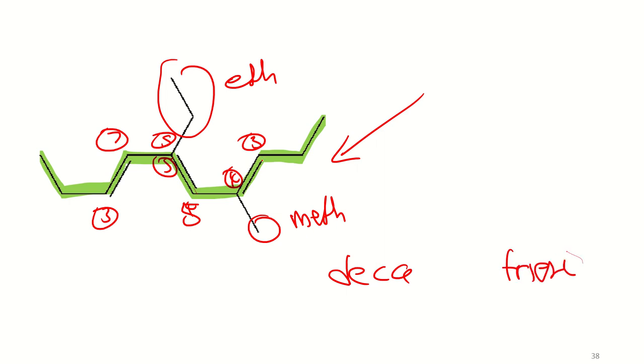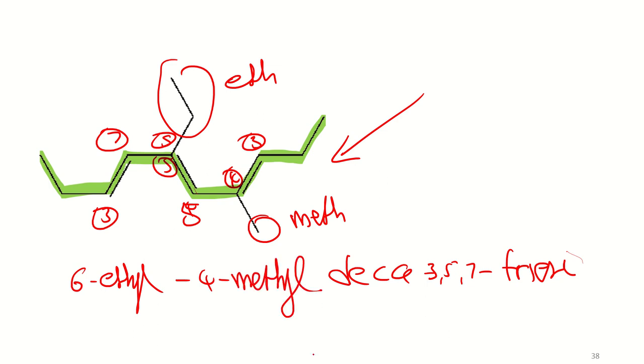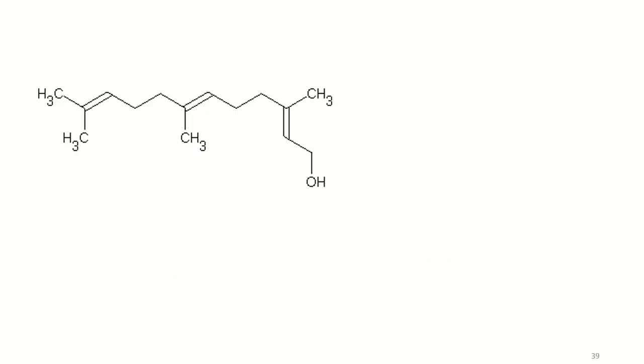They are on numbers 3, 5, 7. So 3, 5, 7. I have a methyl on 4 and an ethyl on 6. So I'm going to go 6-ethyl, remember it's alphabetical order, 4-methyl, deca, 3, 5, 7 triene.